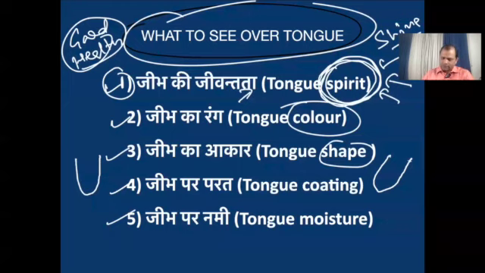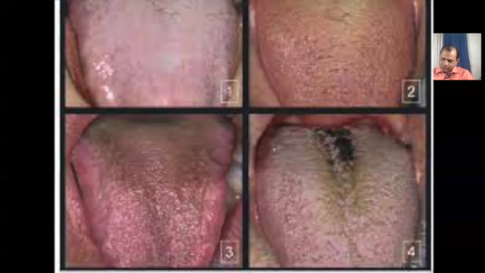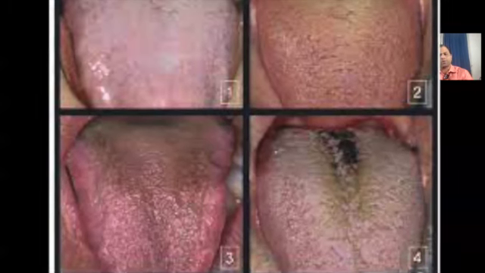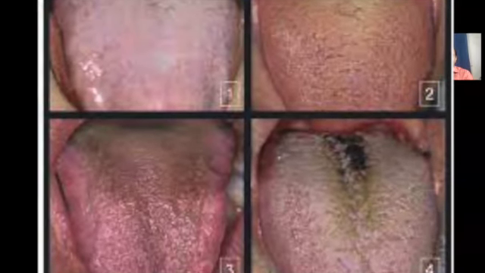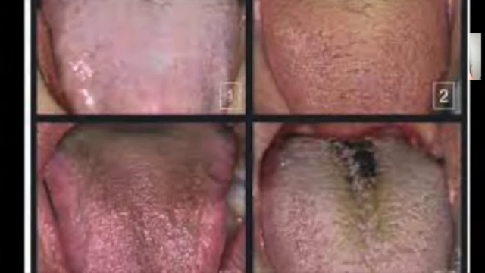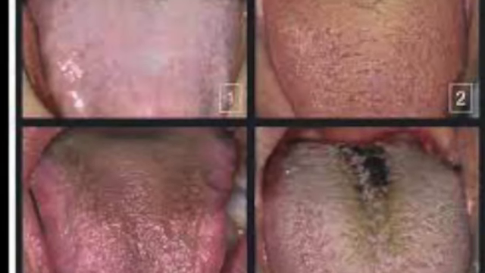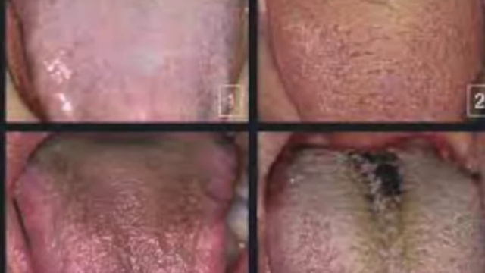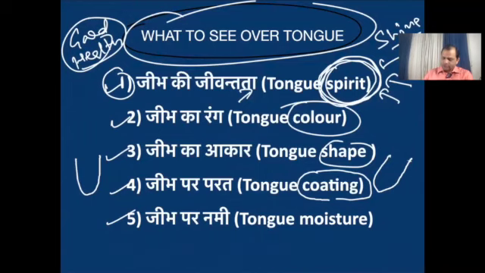The fourth thing, and a very important thing, is the coating. So we always see the coating on the tongue, and by seeing the coating, the color of the coating, the thickness of the coating, we can also declare whether the person has some problem or not. And the final one is moisture: whether the tongue has enough water, enough moisture or not.